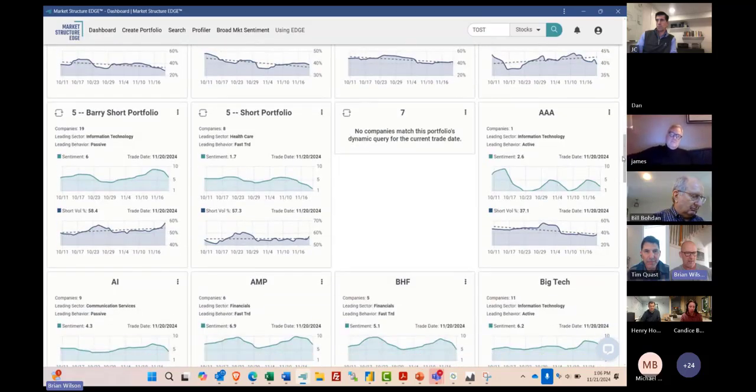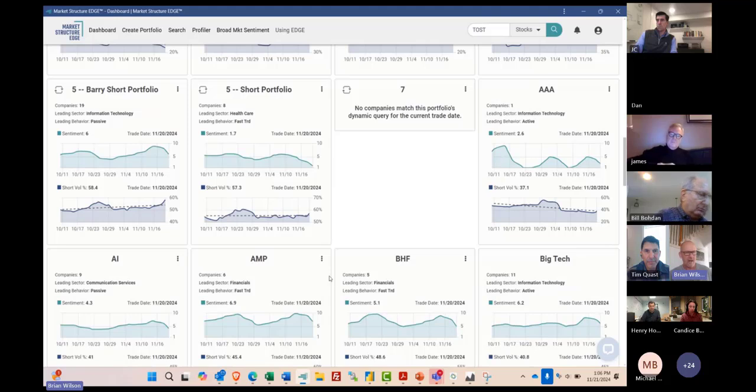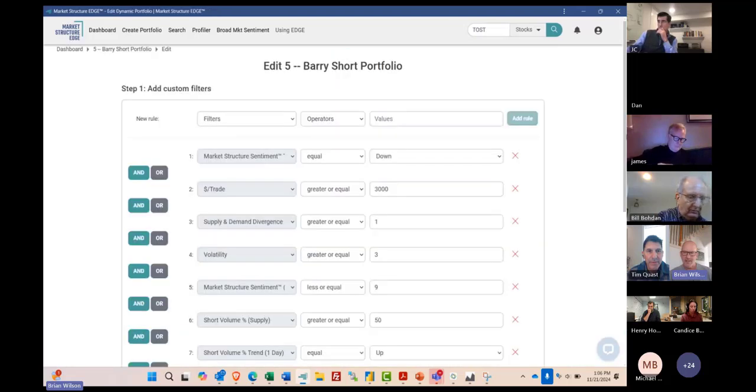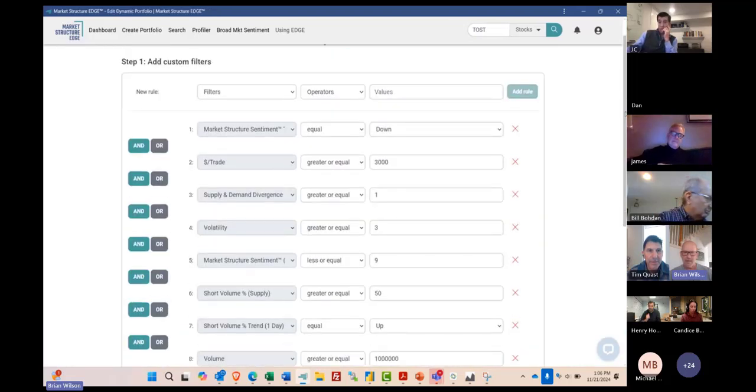If you like tracking short portfolios, I have two of them that I track. One of them is my Barry short portfolio. That's named for our friend Barry. And I'll just click through this. If any of you are interested, you can take a screenshot here. Like I said, there's not that many names in it right now.